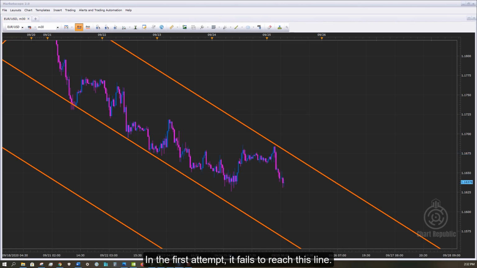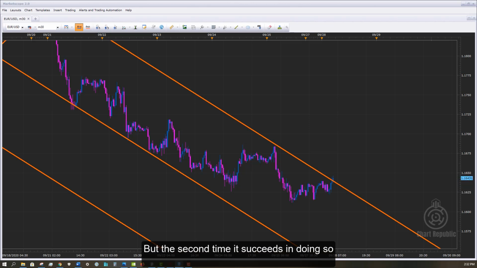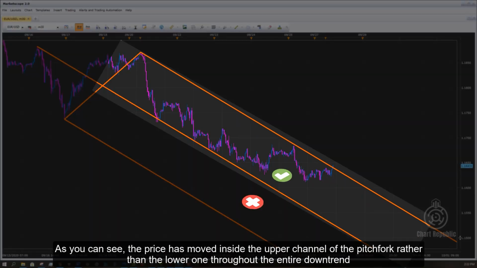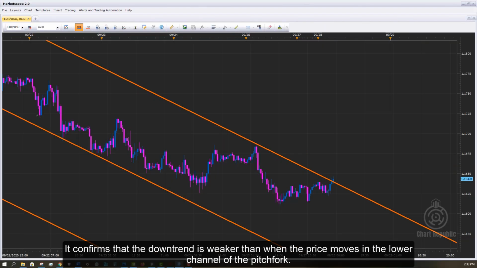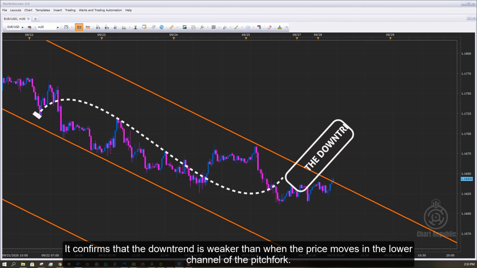On the first attempt, it failed to touch this line, but it was able to reach this line the second time around. As you can see, the price has remained within the upper channel of the pitchfork throughout the entire downtrend, rather than the lower one. This suggests that the downtrend might be weaker compared to when the price moves within the lower channel of the pitchfork.